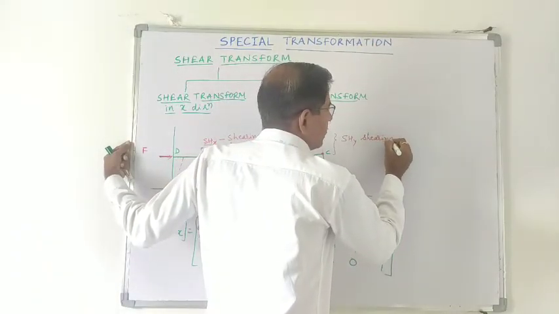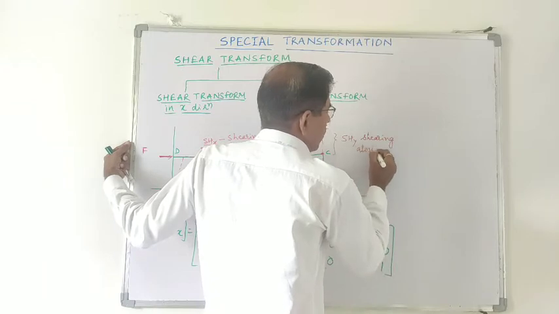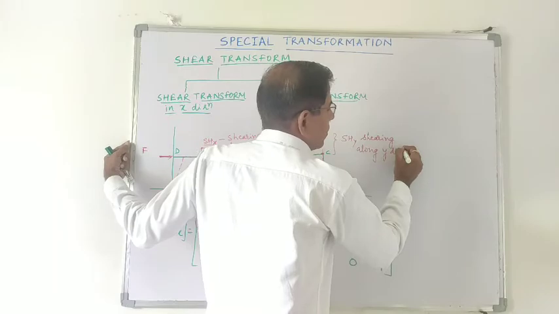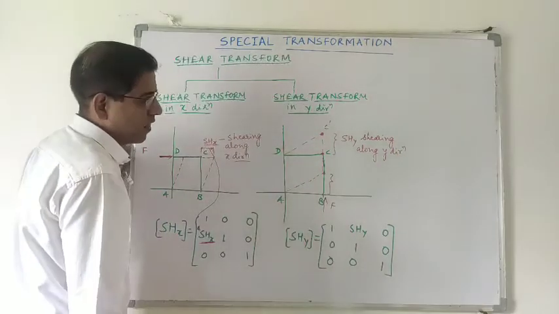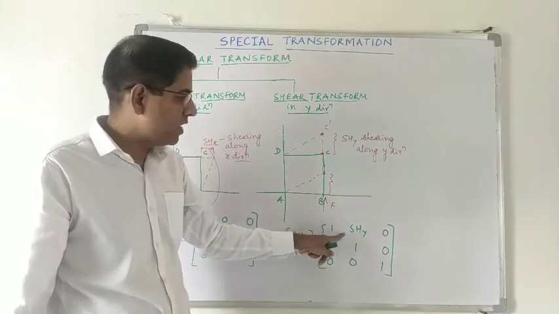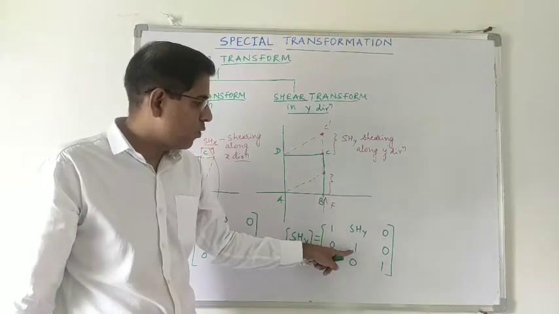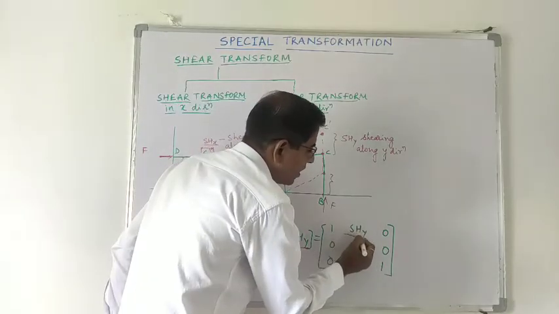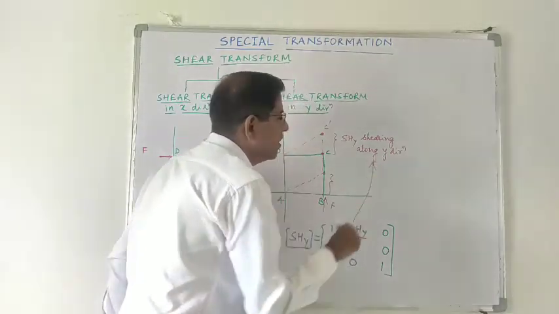that is, shearing along y direction. Okay, and the matrix for shear along y direction is given as 1 SHy 0, 0 1 0, 0 0 1, where this SHy is nothing but this distance.